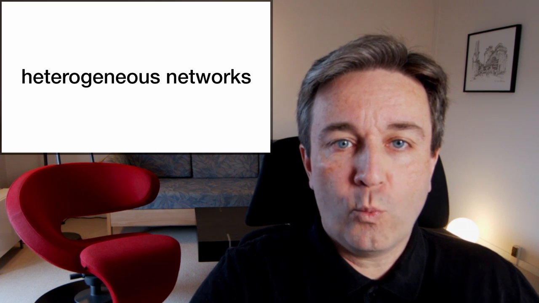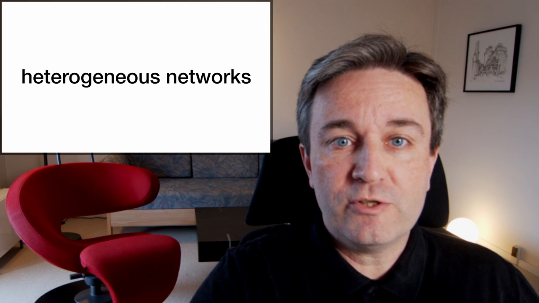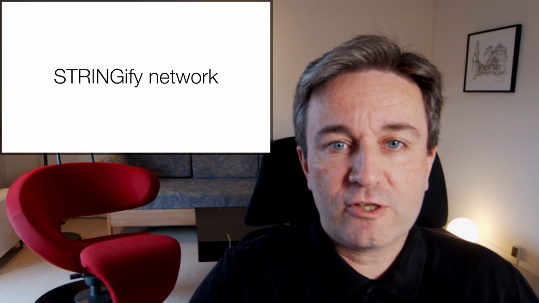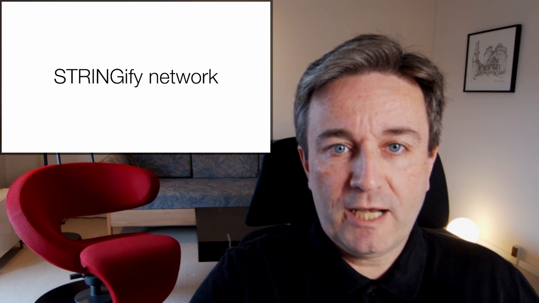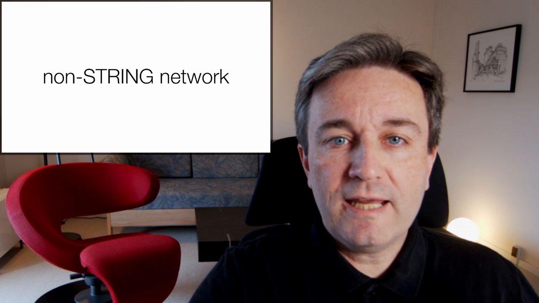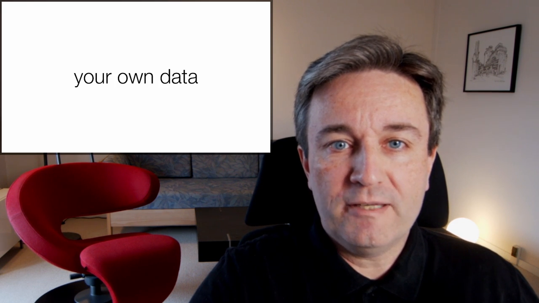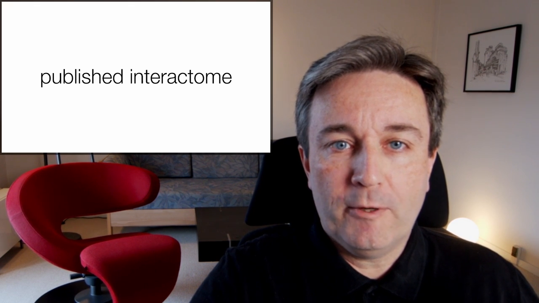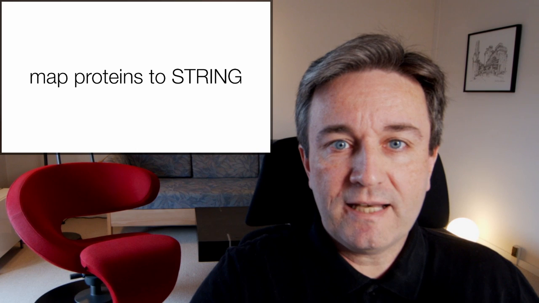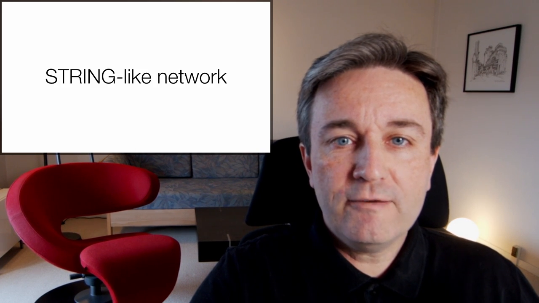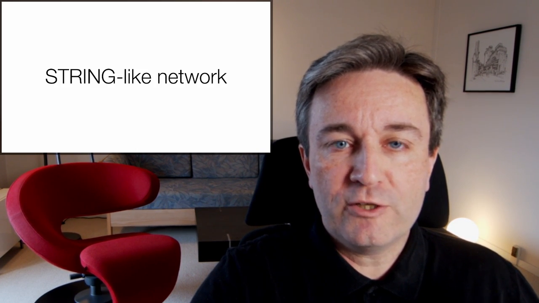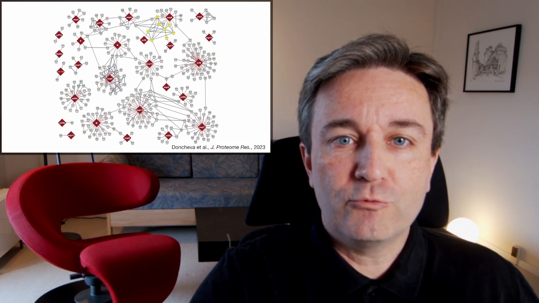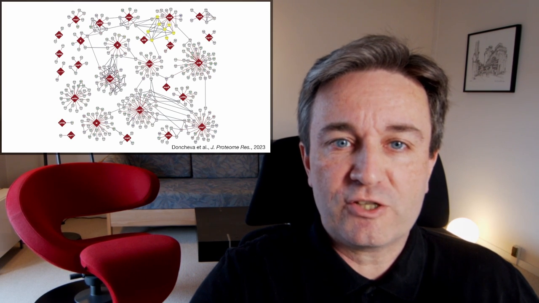Host-parasite interactions are just one example of heterogeneous networks, which is the major focus of StringApp version 2.0. Another way that you can create such networks is by using the stringify network functionality. It allows you to take a non-STRING network, for example coming from your own interaction data, or from a dataset you downloaded from a published paper, and then map the proteins in the network to STRING. This gives you a STRING-like network in which the proteins that can be mapped have been mapped to STRING, but the interactions are still the original interactions from your network as shown in this example.